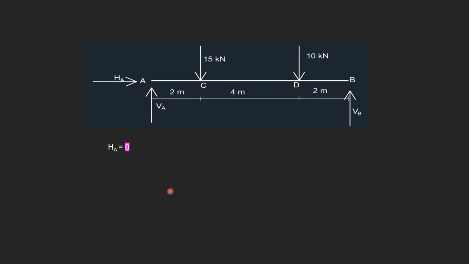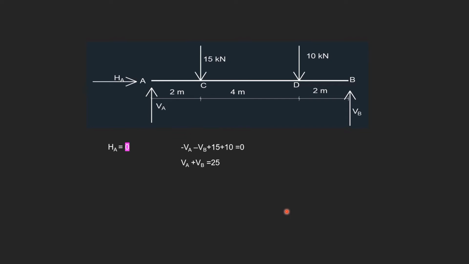Now sum of the vertical forces equal to 0 will give us the equation minus VA minus VB plus 15 plus 10. Here I have used a sign convention as upward forces are negative and downward forces are positive. This will give us the expression VA plus VB equal to 25.